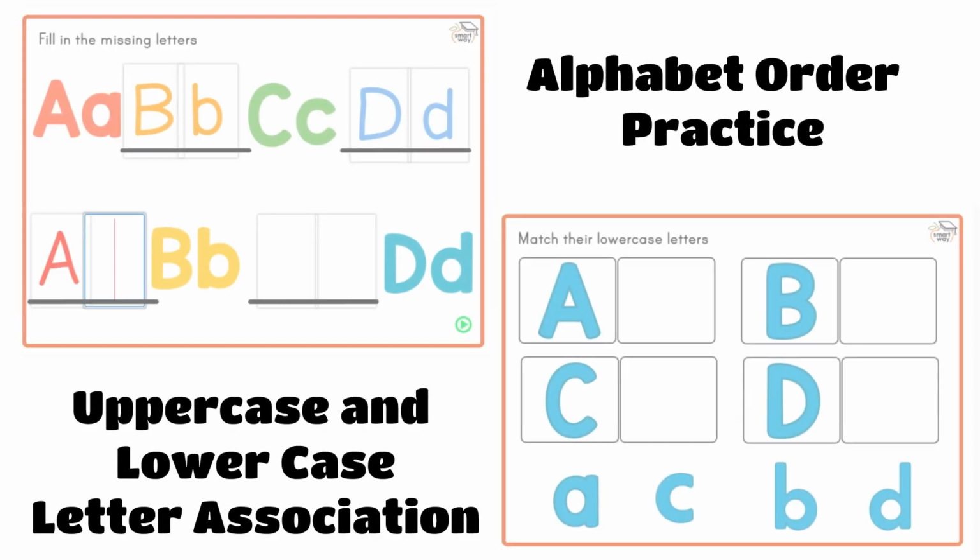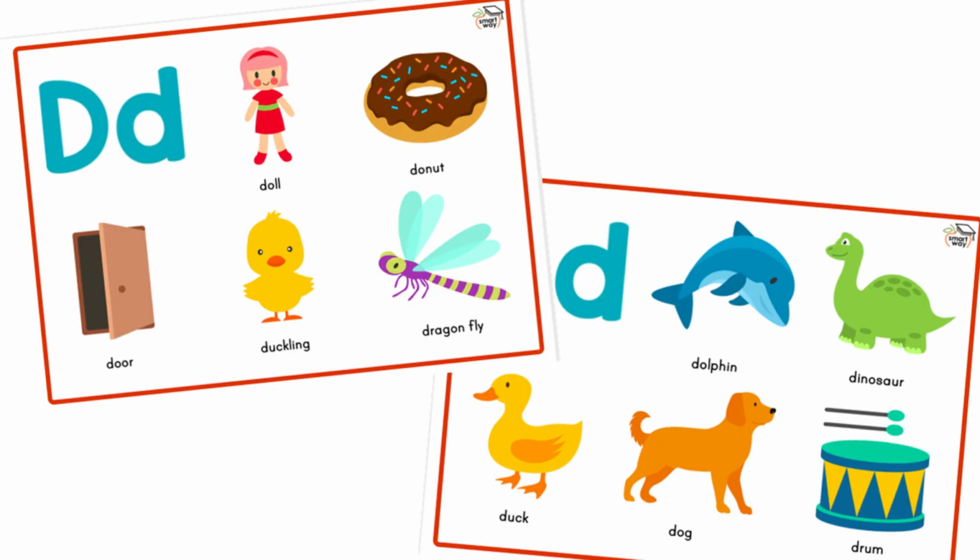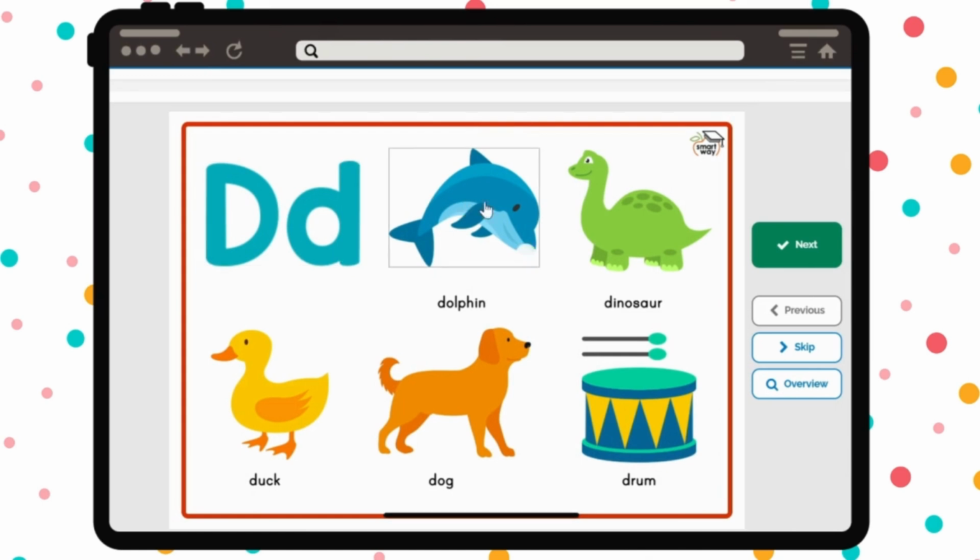We begin with a cheerful letter introduction featuring a large letter and a cute animal companion. Tap the letter and it speaks its sound aloud. Click on the images to listen. Next, learners build sound-letter association through vibrant images that name themselves when clicked, boosting phonics and vocabulary together. Click and listen. D. Dolphin, dinosaur, duck, dog, drum.